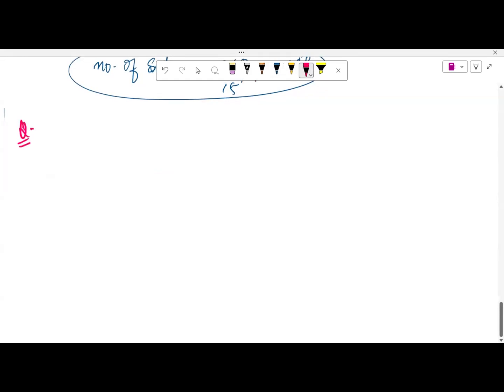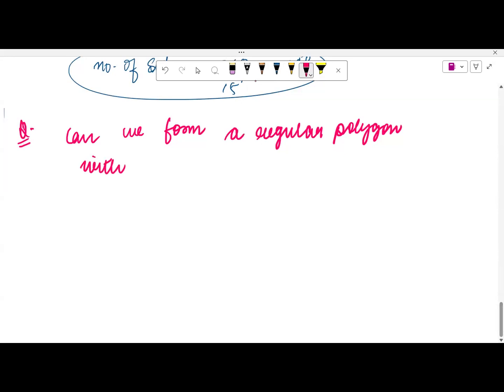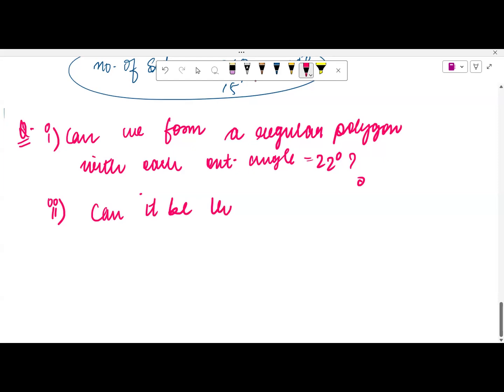Okay, tell me, can we form a regular polygon with each exterior angle equals 22 degree? Is the first part. And second part, can it be the interior angle?